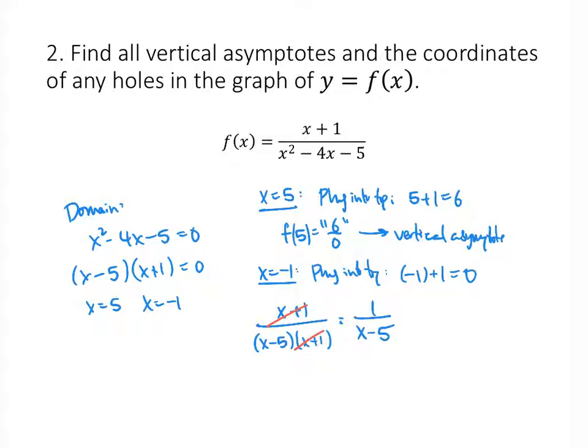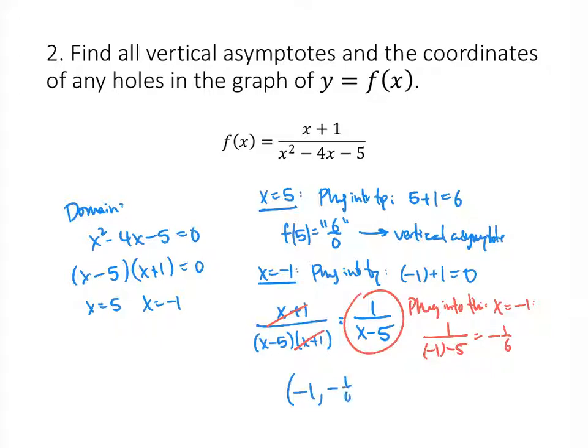Now what we see is that x equals negative 1 is no longer excluded from the domain of this new simplified version of our fraction. So that means that when we plug in x equals negative 1, what we get is 1 divided by negative 1 minus 5. That's going to be negative 1/6. And that tells us that since we didn't get something divided by 0, we have a hole at the point negative 1 comma negative 1/6. So these are our solutions. We have a hole at negative 1 comma negative 1/6, and we have vertical asymptote x equals 5.